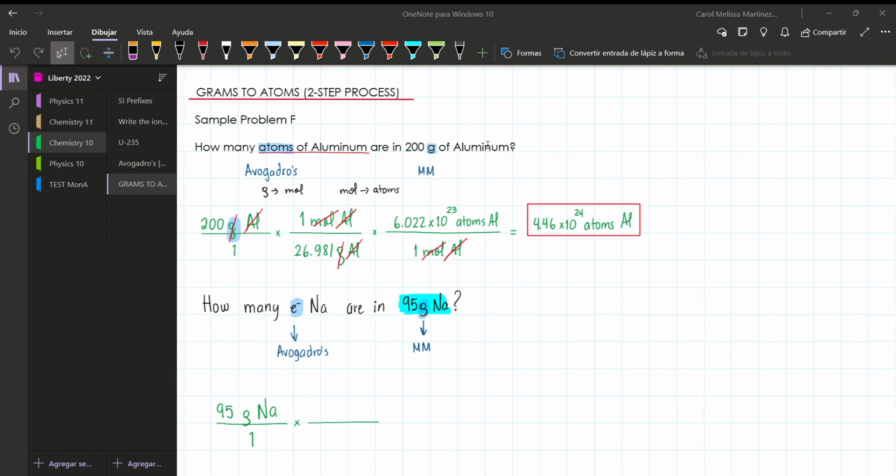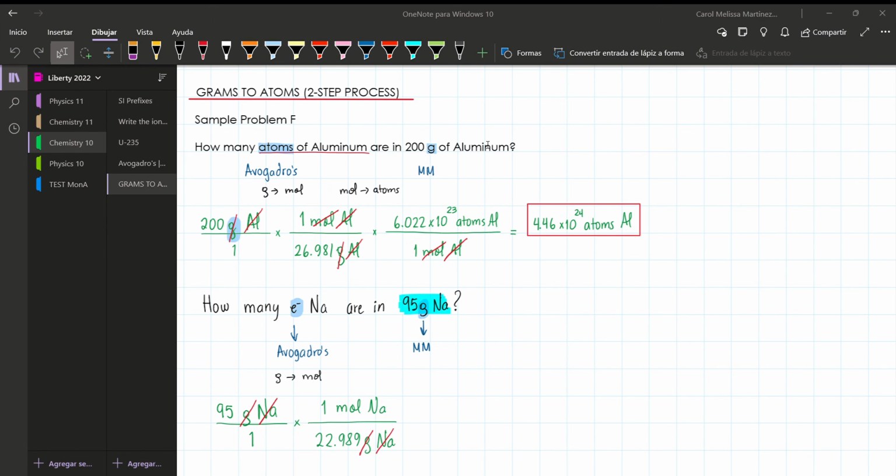What number do I have to write in the bottom? What is the molar mass of sodium? 22.989. Did you find sodium in the periodic table? It is in position 11. So you can go and see the numbers. 22.989 grams of sodium that are in 1 mole of sodium. You cancel grams with grams, sodium with sodium.